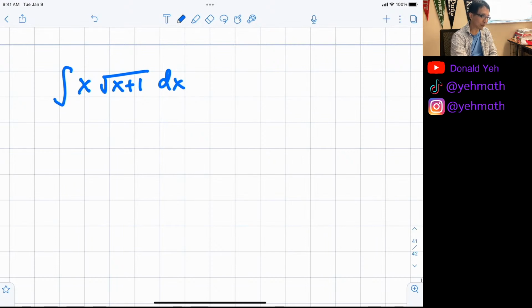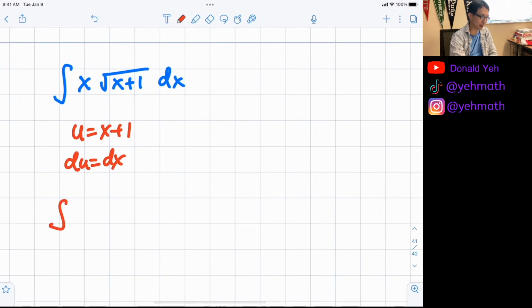But we start by organizing. What is u equal to? x plus 1, du equals dx. So far, not really a big issue. But you're going to get to this part. It's going to be square root of u, and dx is going to be du. The obvious part is this is in terms of u, this is in terms of u. The only problem is, what? This x. Is it possible to change the x in terms of u?